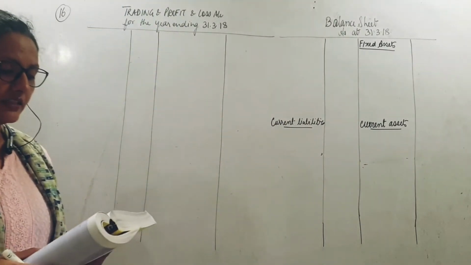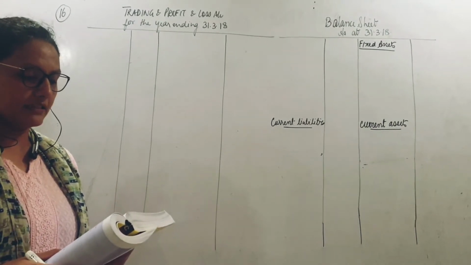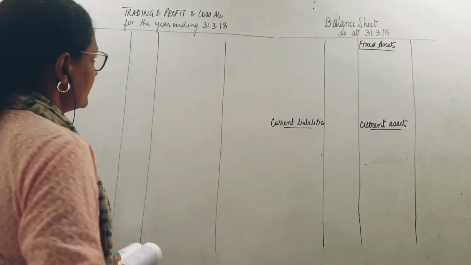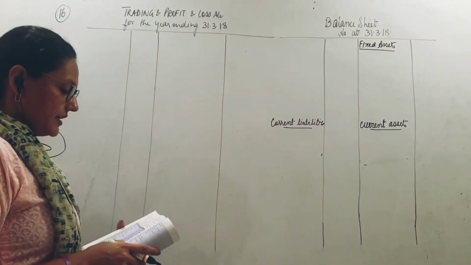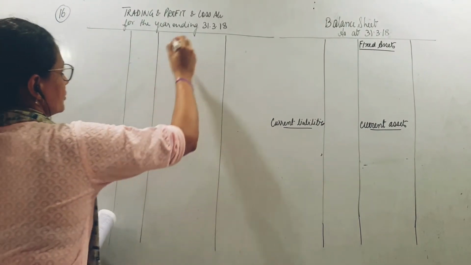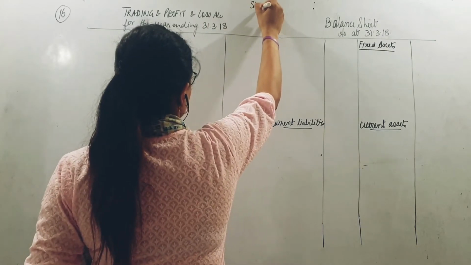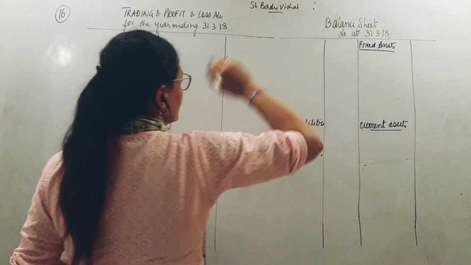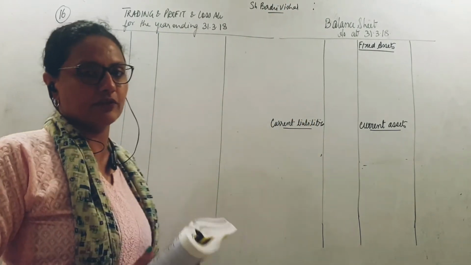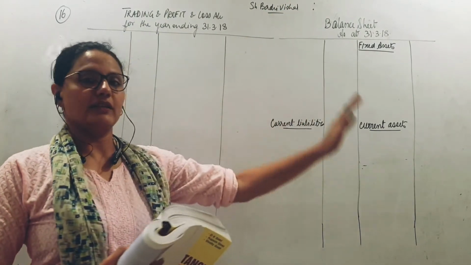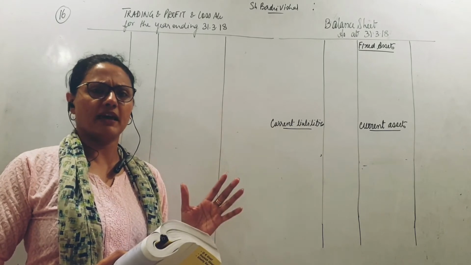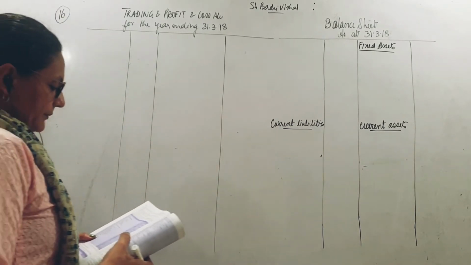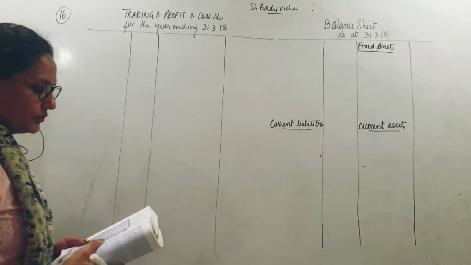Now, this is in the books of Sri Badri Vishal on 31st March 2018. So you will write the name on top there, Sri Badri Vishal. Of course, you will have to take 2 different pages for this. This will take up 1 page, this will take up 1 page. Do not be a miser when doing final accounts. It takes space.